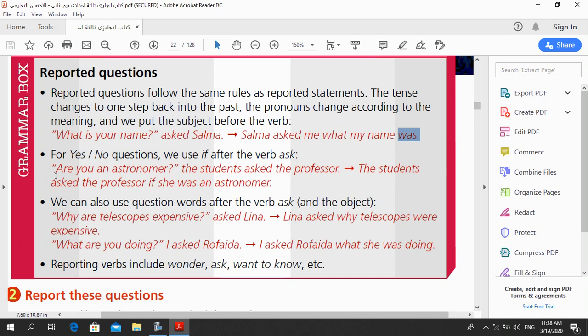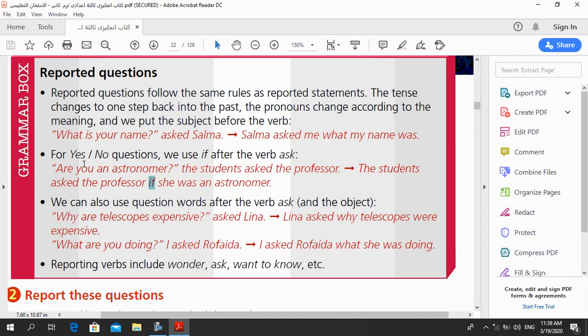Let's see another example. "Are you an astronomer?" the student asked the professor. This is a yes or no question. There's no WH word, there's no what. So I have to put a helping word: if or whether. You can write if or you can write whether, W-H-E-T-H-E-R. So we're going to add if.